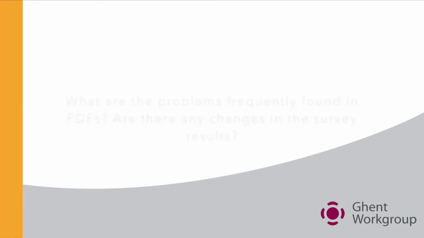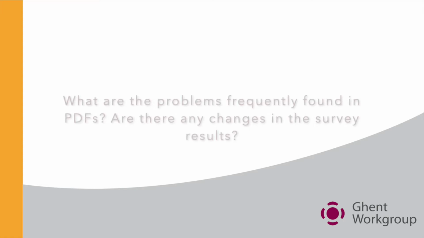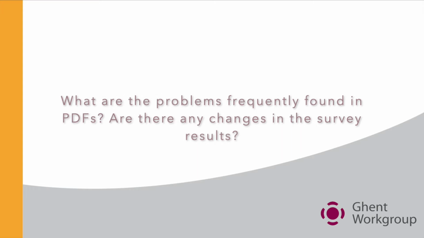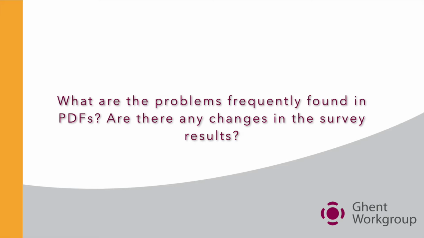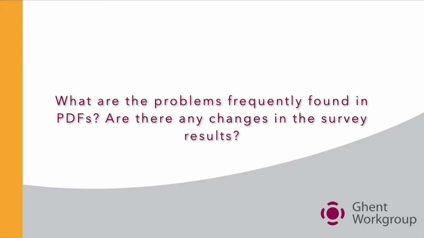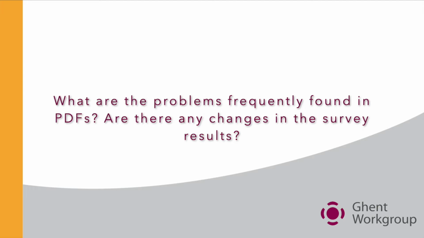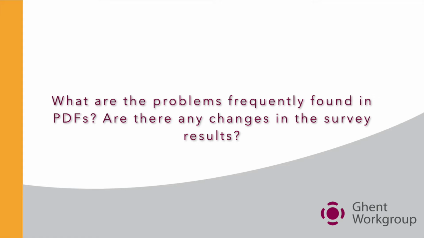What are the problems frequently found in PDF? Is there any update on the survey? This is a survey from 1993. That's the invention of PDF, so that's a long time ago. There have been a couple of surveys done. Focus has done some, the Ghent PDF Workgroup has done some. I think the last one was done in 2018 or something like that. What you see over the years is that the problems in PDF don't really differ all that much from survey to survey. The importance of individual problems sometimes changes a little bit.